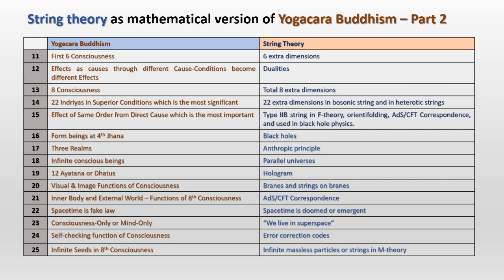Space-time is fake law in Yogacara Buddhism reflects in the realization that space-time is doomed or emergent. Consciousness only or mind only reflects in the realization that we live in superspace. Self-checking function of consciousness shows up as error correction codes. Infinite seeds in eighth consciousness is called infinite massless particles or strings in M-theory.